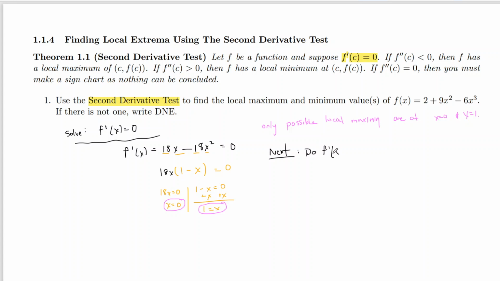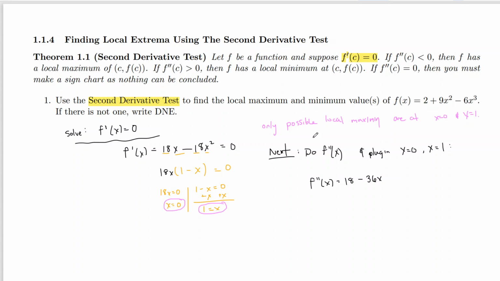do f prime prime of x. So compute the second derivative and plug in, well, in general, we would plug in the x values we got from this step, which are 0 and 1 for our problem. But if you get 10 x values, if you get 1 x value, you plug in all of them. Okay, so f prime of x was 18x minus 18x squared. F prime prime of x, we do the derivative here. The derivative of 18x is just 18 minus the derivative of 18x squared is 36x.